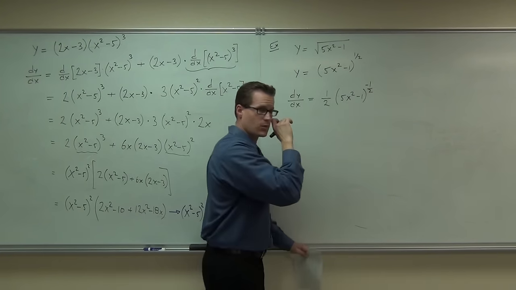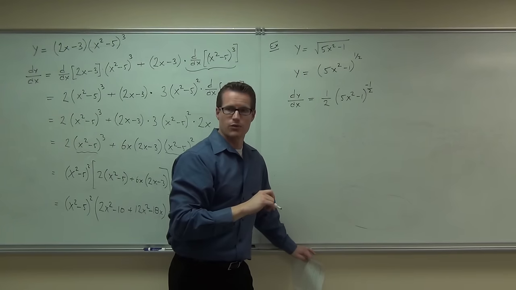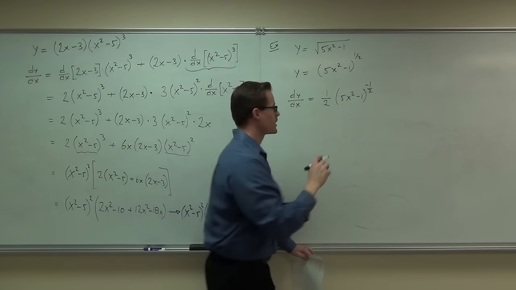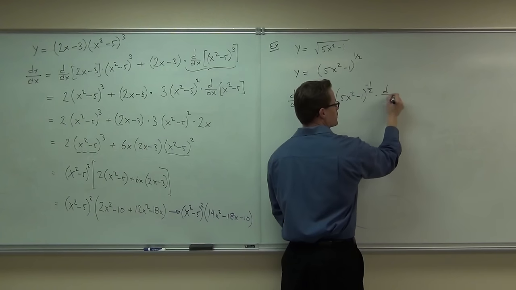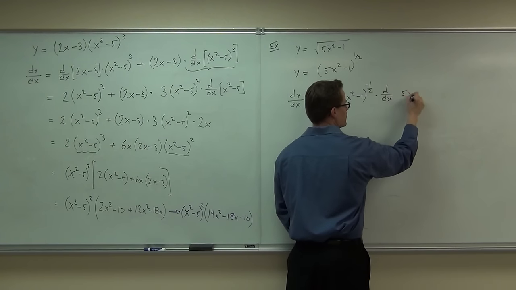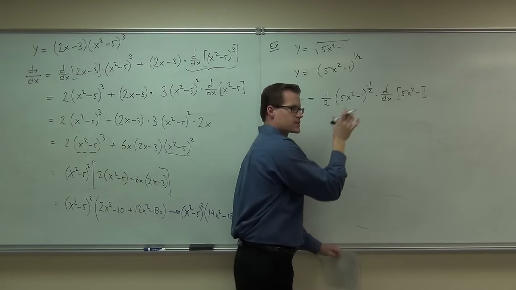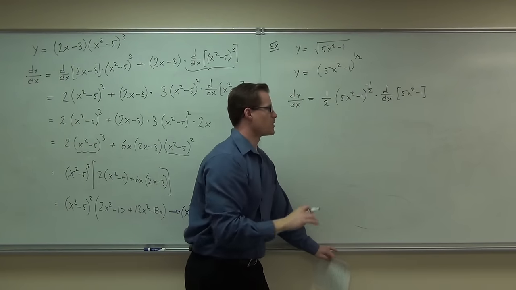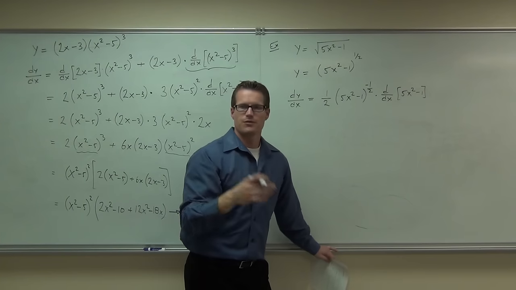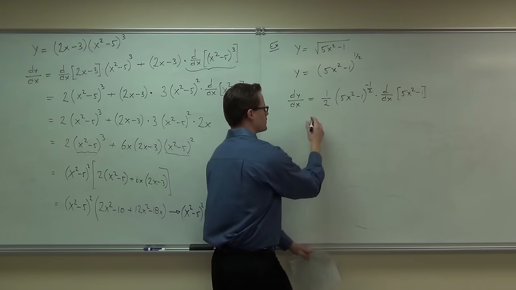Did you make it that far? One-half (5x squared minus 1) to the negative 1/2. Cool, the inside doesn't change for now. And then we take the derivative of the inside function of our composition. If we take that derivative, then we're just about done.